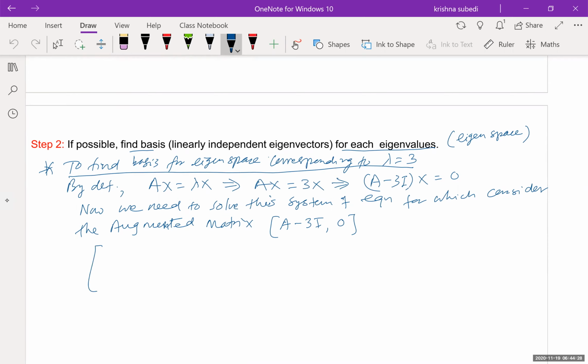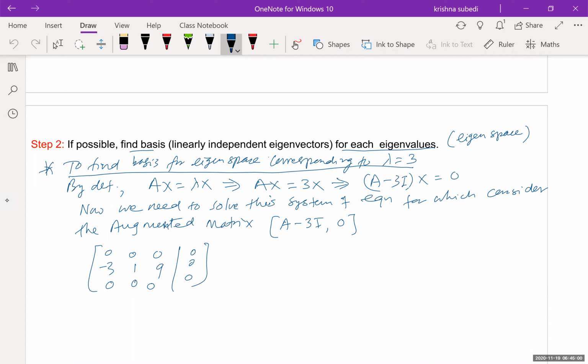What is A minus 3I? Let us figure that out. 0, 0, 0. Then negative 3, 1 and 9. Then the third row, again 0, 0, 0. Everybody got that? And then 0 on this side. So this is our augmented matrix.